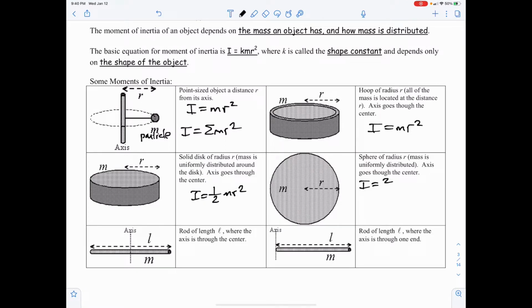Now, for a solid sphere, the rotational inertia is about 2/5 mr squared. Keep in mind, this is for a solid sphere. I is equal to about 2/3 mr squared for a hollow sphere.